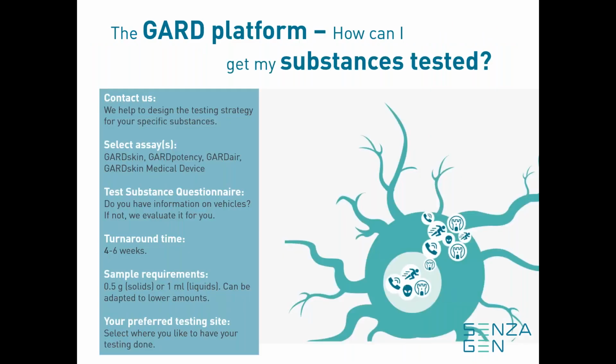So that was all of the cases that I would like to show, and by that I would just like to briefly also give you the information on how you should do in order to be able to test your substances. The first thing is basically just contact us, and we will be really happy to help you to design a testing strategy that is suitable for your specific substances. You of course need to select the different assays that you would like to test, if you only would like to use one, or if you would like to use all the different endpoints.